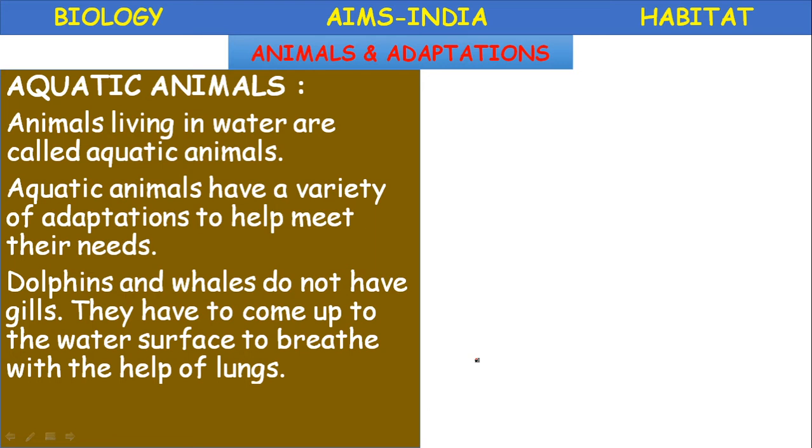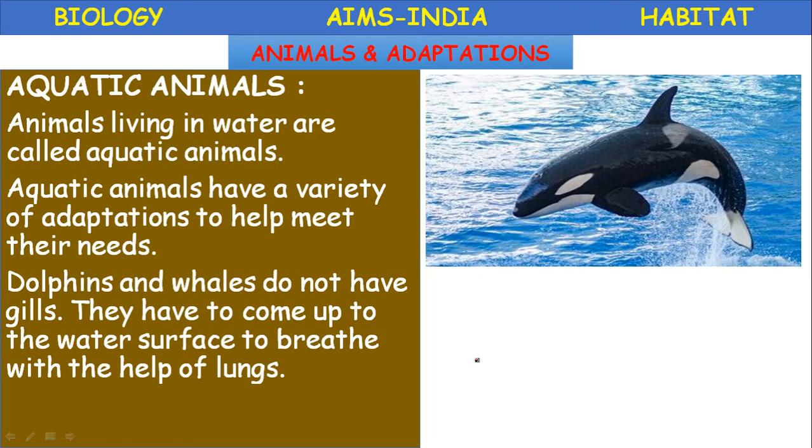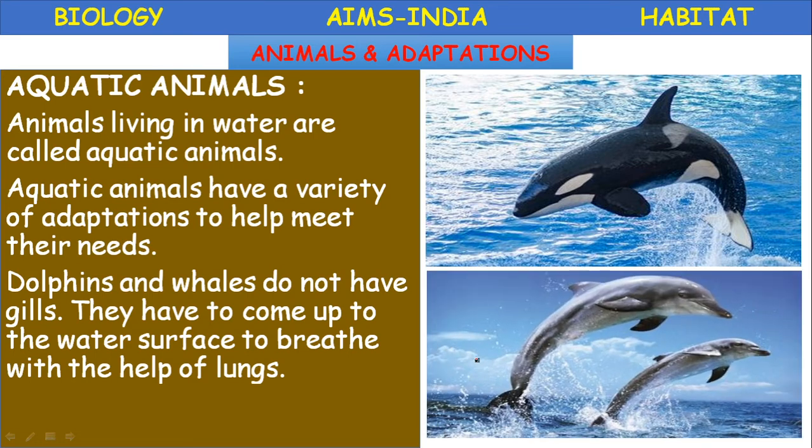Okay, and some animals in water like dolphins and whales do not have gills. They have to come up to the surface of the water for breathing. They breathe with the help of lungs. Okay, oceans are the largest continuous bodies of salty water, occupying 71% of the earth's surface. They are the largest habitat on earth we can consider.